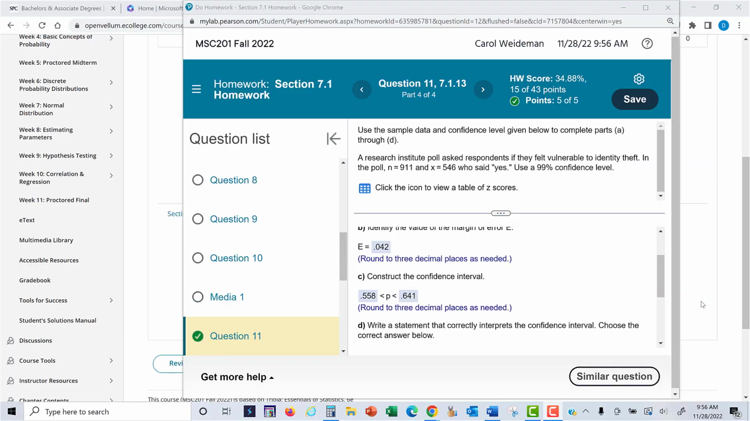Hi, Jada. I looked at your work and I picked a couple problems from 7.1 and 7.2 to show you how to work them using StatCrunch. So this is my homework, so the numbers are going to be different from yours, but at least you'll be able to see how I work them.